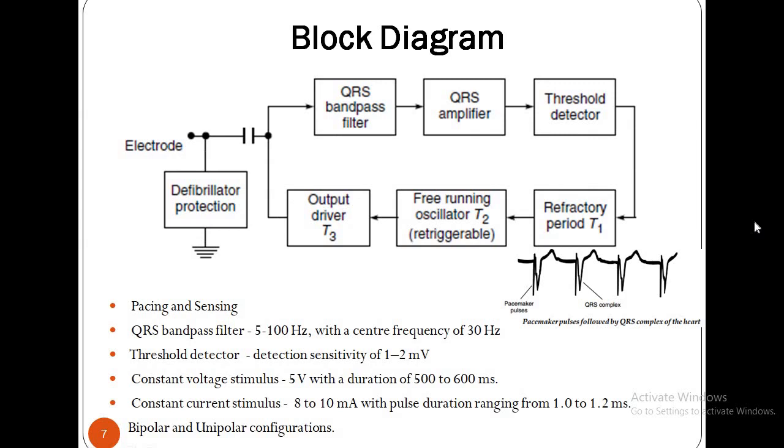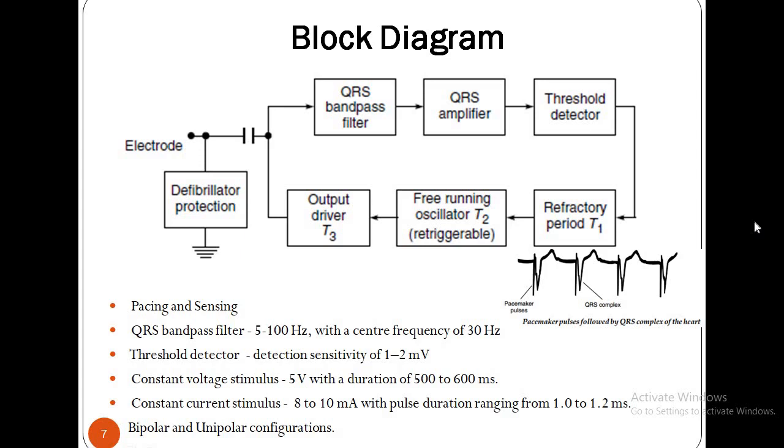The block diagram of the pacemaker is shown in the figure. The pulse generator has two functions, pacing and sensing. Sensing is accomplished by picking up the ECG signal. In the case of dual chamber pacing, the P wave is also sensed. Once the ECG signal enters the sensing circuit, it is passed through a QRS bandpass filter. This filter is designed to pass signal components in the frequency range of 5 to 100 Hz with a center frequency of 30 Hz. This is followed by an amplifier and threshold detector which is designed to operate with a detection sensitivity of 1 to 2 millivolts.